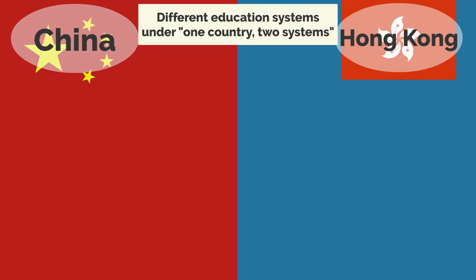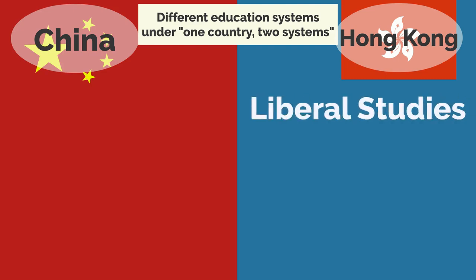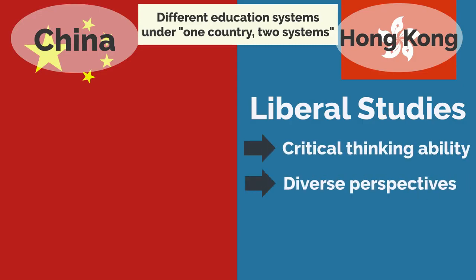Hong Kong is a part of China, but the education system is different under one country, two systems. In Hong Kong, liberal studies education was a compulsory subject in high school. Liberal studies education is to learn a wide range of social issues and develop a critical spirit and diverse perspectives.